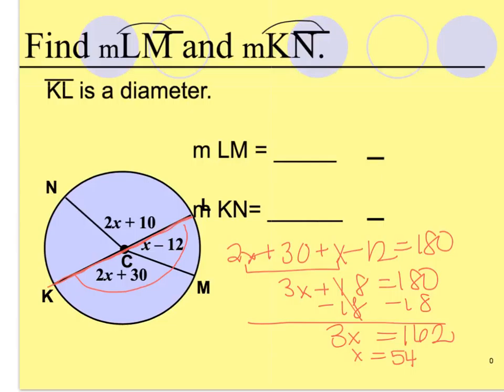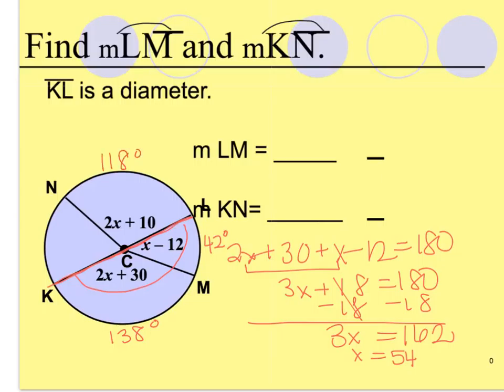Angle KCM is equal to 138 degrees, which makes its arc KM equal to 138 degrees. 54 minus 12 is equal to 42 degrees. So the measure of angle LCM is 42, which makes arc LM 42 degrees. 2 times 54 plus 10 is the measure of angle NCL. So that makes this equal to 118 degrees. So arc NL is 118.